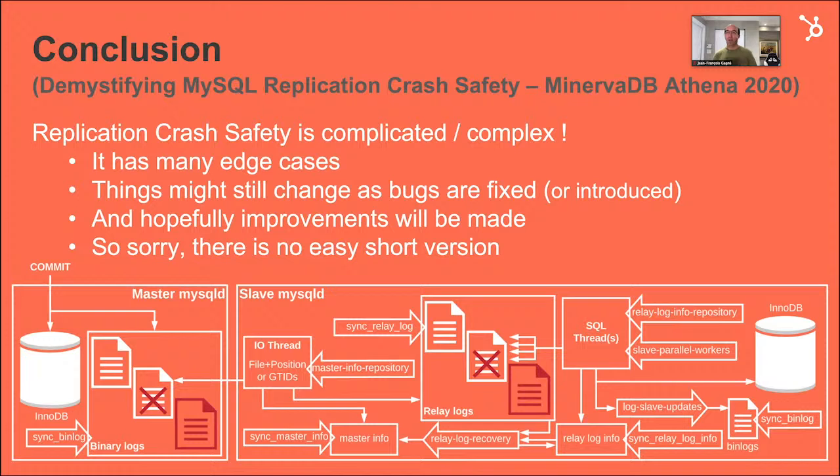On this diagram, every parameter here is somehow either thought to make replication crash safety when this is false, or needed for replication crash safety. And I even forgot to mention, there's also slave parallel type and slave preserve commit order that are not on this schema. So I'll try to wrap this up.